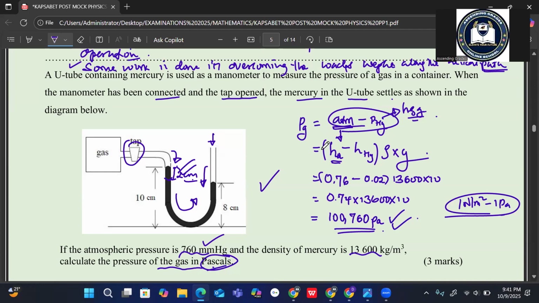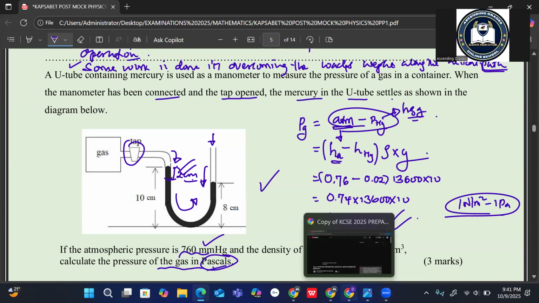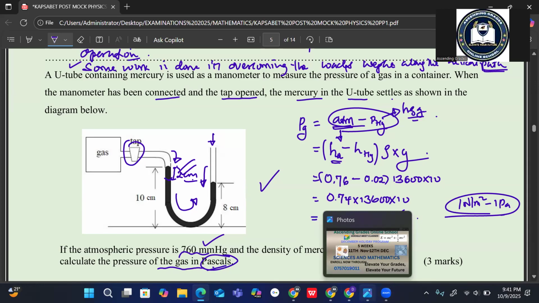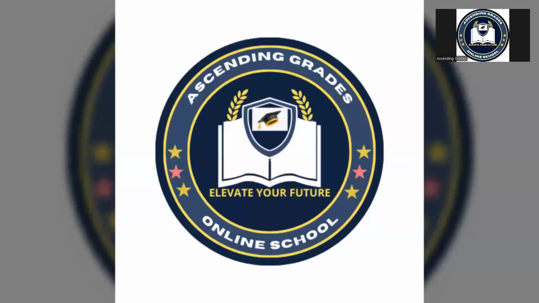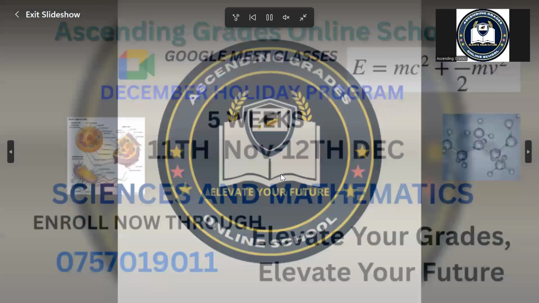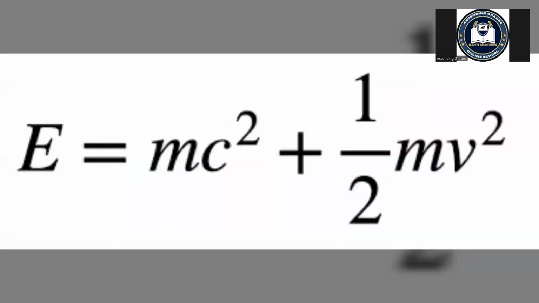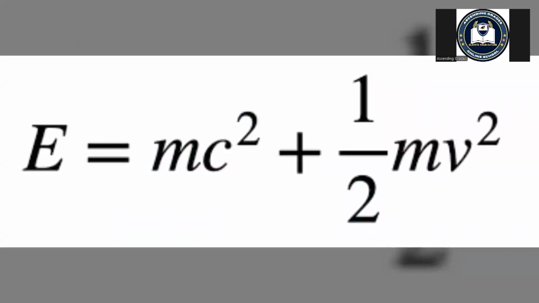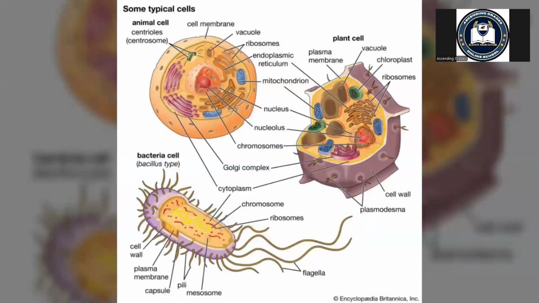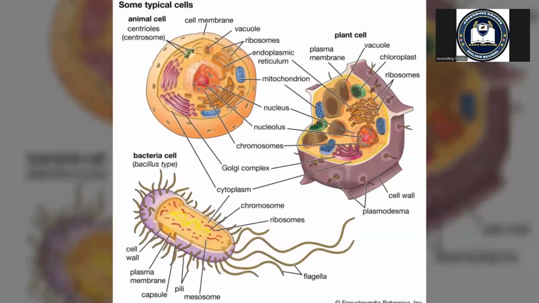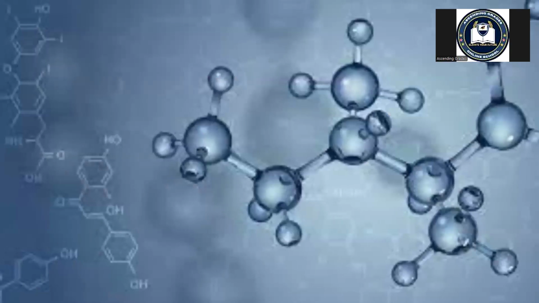So that marks section A of the Physics Paper 1, the Kapsabet post-mock exam. Those who are preparing for the KCSE, we are wishing them all the best in their upcoming exams.